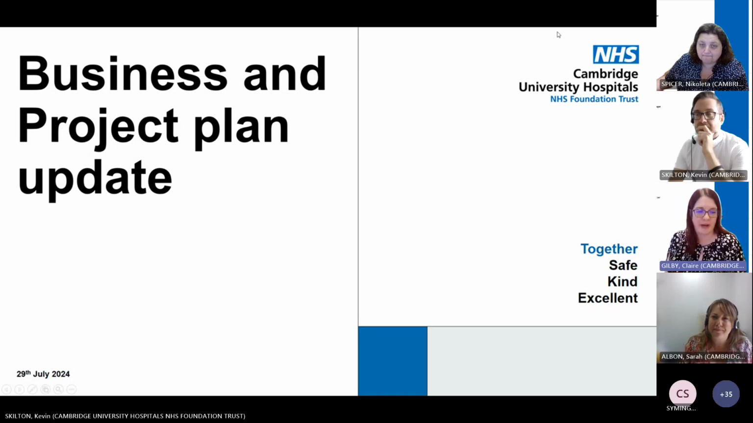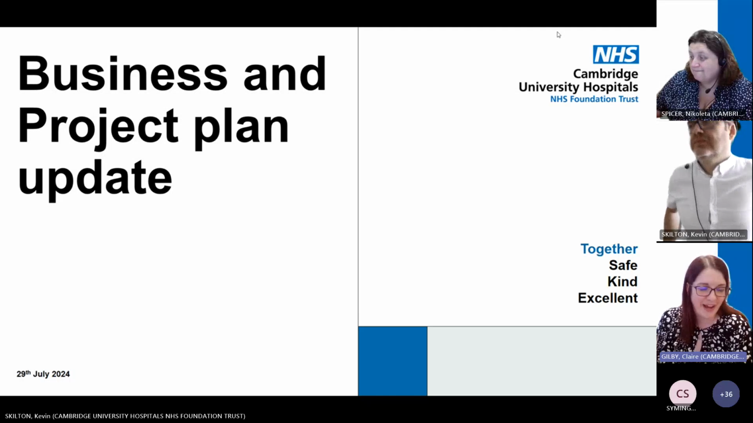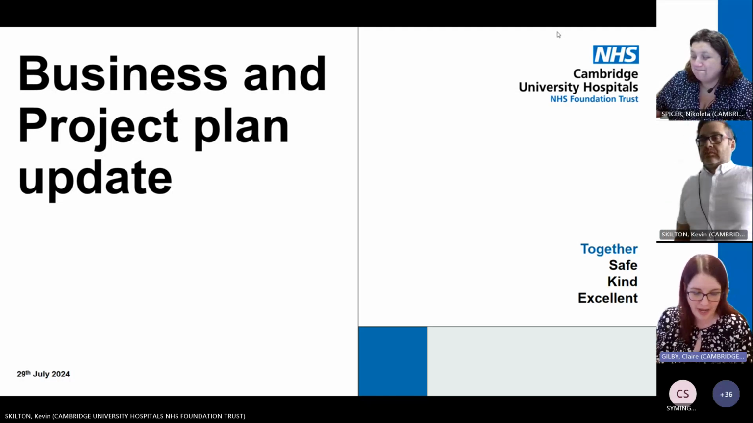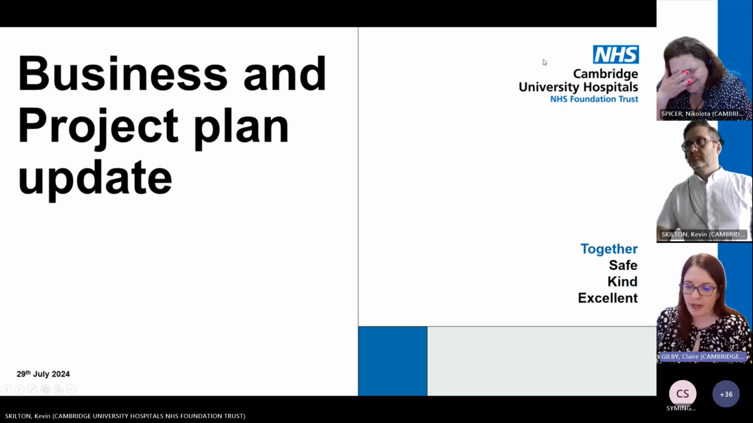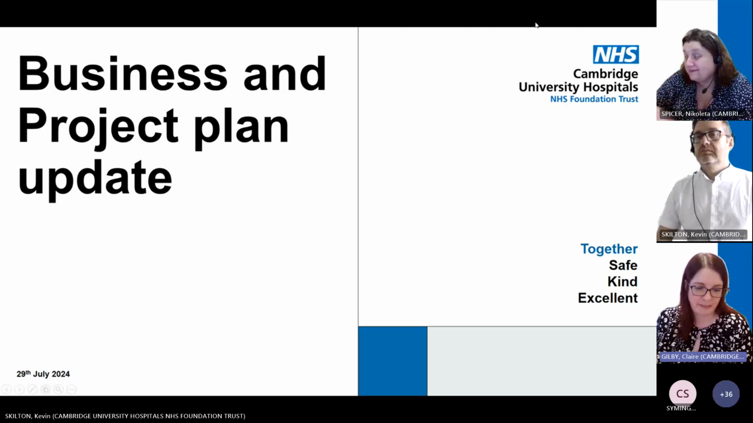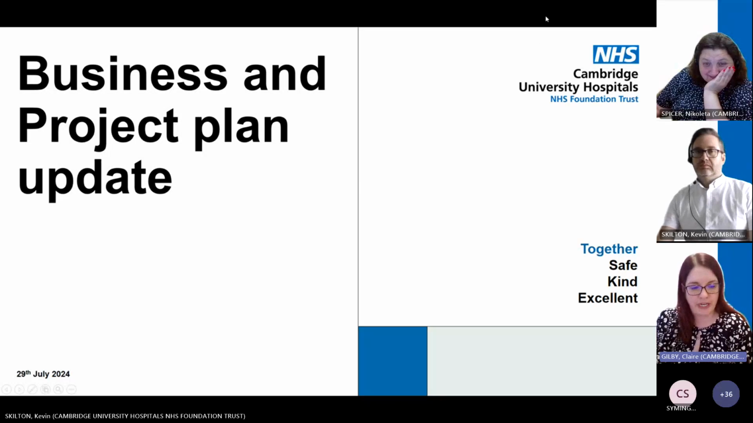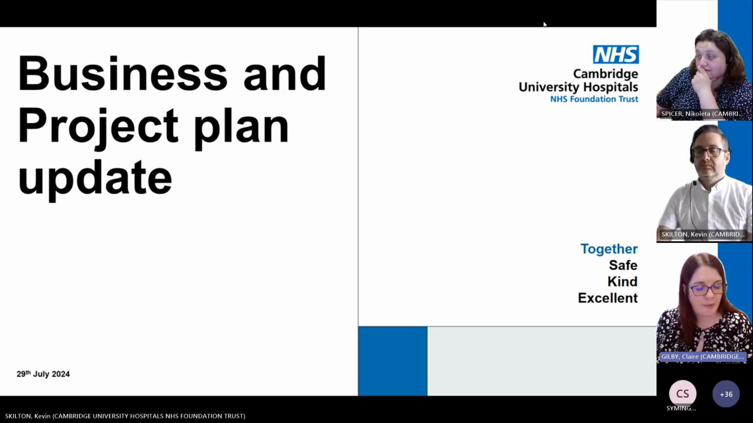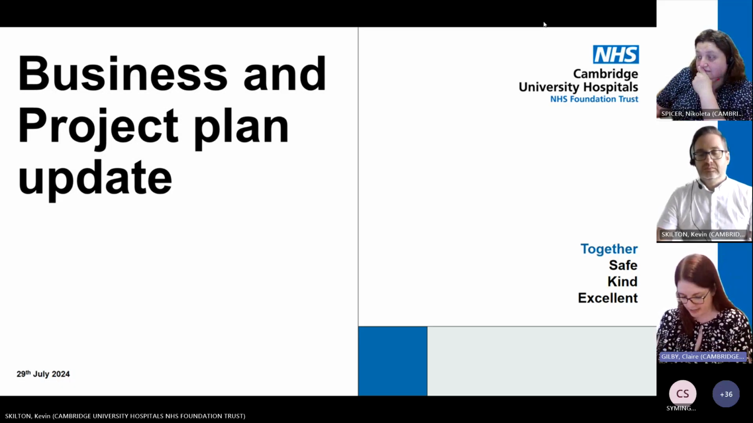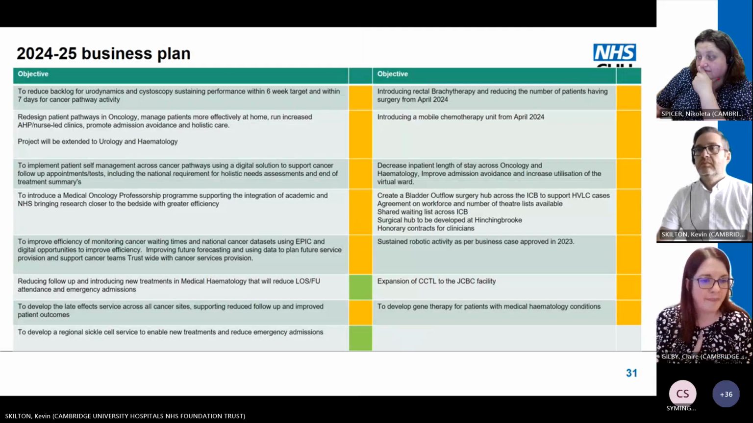Oh, it's me. I'll try and keep this light and upbeat. So I thought we'd do a review of our business plan. Those of you that have been on these calls before will know that every year we have to produce something, normally October, November time, that says what we are going to achieve as a directorate for the following financial year. So our 24-25 business plan was approved back in March, and this is just an update on where we are against that plan. Next slide, please, Kevin.